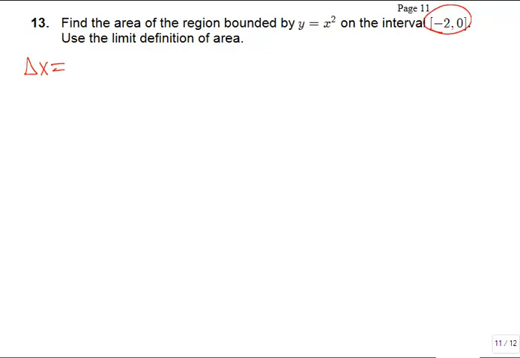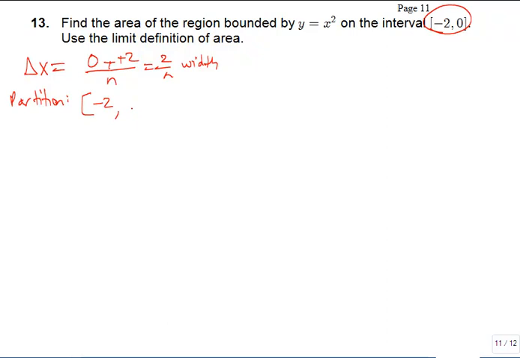So we're going to take this interval, do the right endpoint minus the left endpoint to get its width. So 0 minus -2 divided by n. So the width is going to be 2 over n. That means my partition, notice this one doesn't start at 0. This one starts at -2.